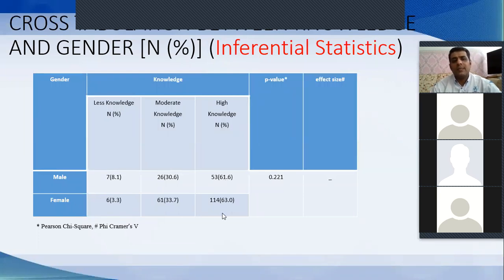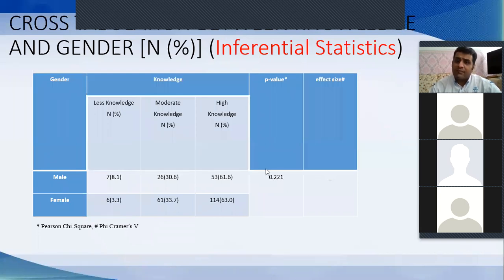Similarly, it goes to female, and then 3.3% have less good knowledge. Then the moderate knowledge is 33.7%. So this is considered a statistic. But when we consider the p-value here, it tells us whether there is any effect of gender on knowledge or not. This p-value you can see is non-significant. It is more than 0.05. So it means that there is no relation of knowledge with gender.